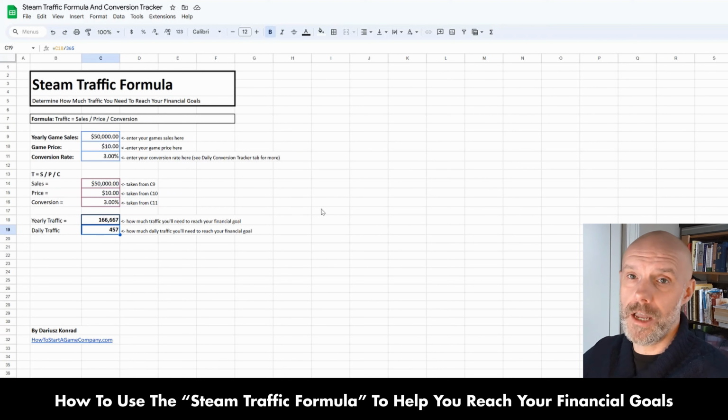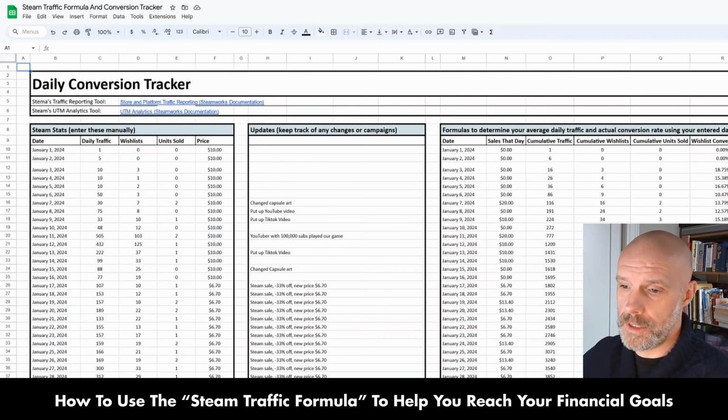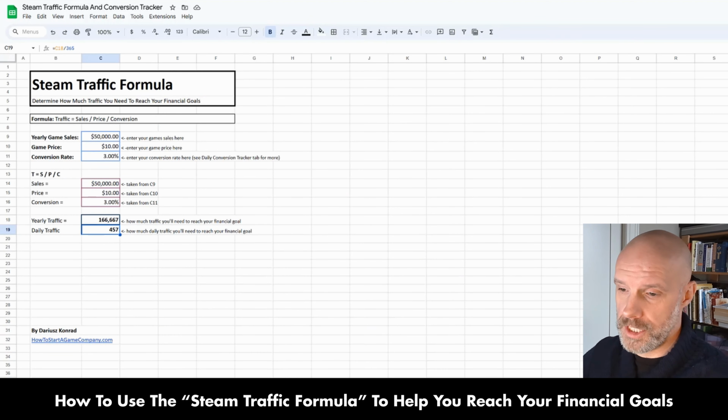Okay, in this section, I want to talk about how to use a Steam traffic formula, basically what we just did in the beginning, to help you reach your financial goals. So if you notice in this Steam traffic formula, there's 3 tabs, right? There's this one, the one you just did right now.